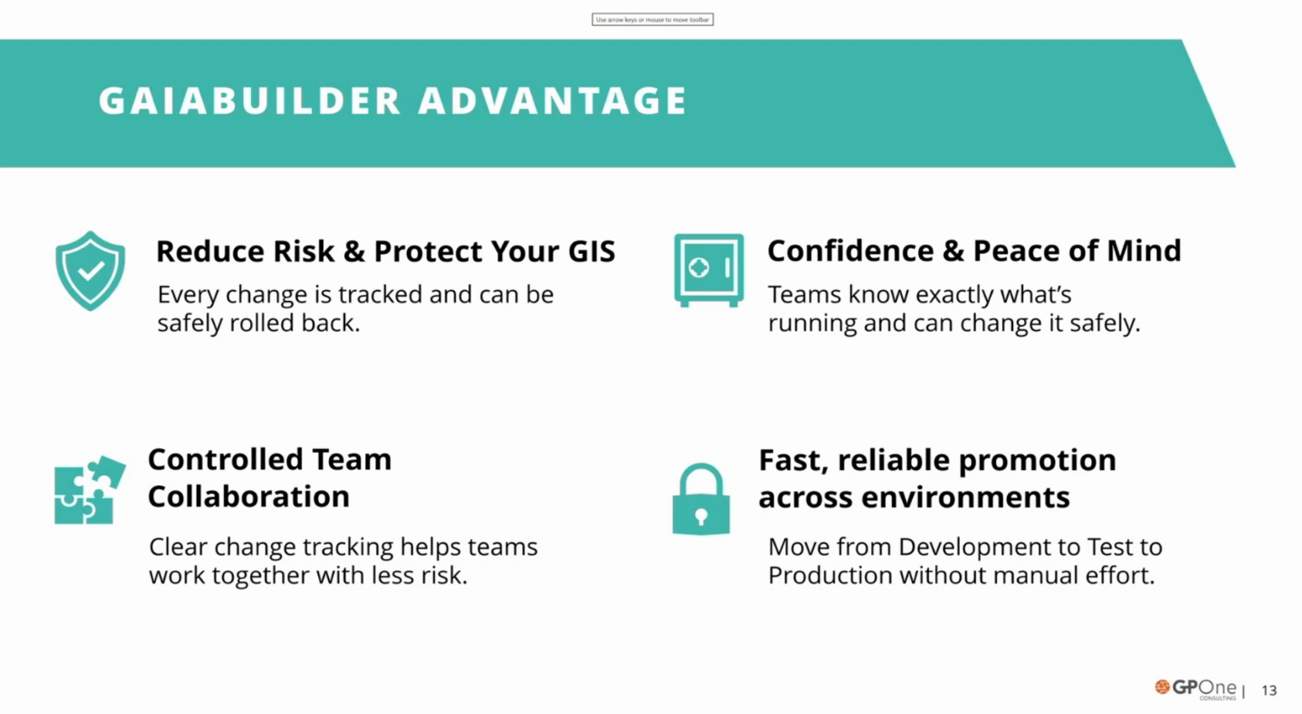The third advantage is controlled team collaboration. Multiple people can work on the same GIS solution at the same time without overwriting each other's work. This removes bottlenecks, improves productivity, and makes teamwork much smoother. And finally, fast and reliable promotion across environments. Moving changes from development to test and into production becomes a consistent automated process. No copy-paste steps, no misconfigurations, and no surprises, just predictable deployments every time. Together, these advantages help organizations reduce risk, work faster, and run ArcGIS Enterprise in a far more controlled and professional way.